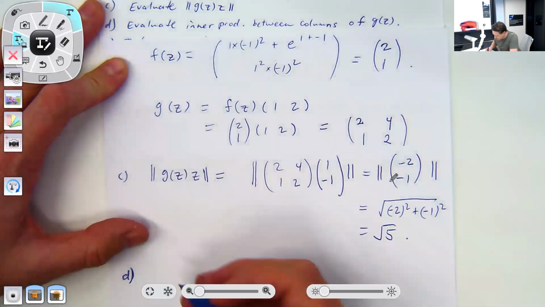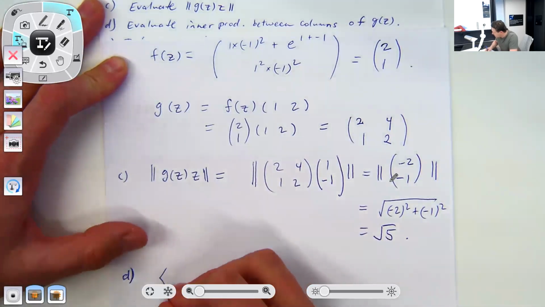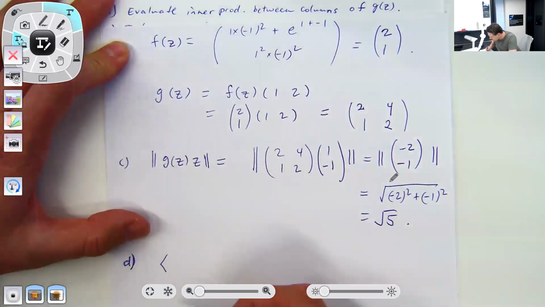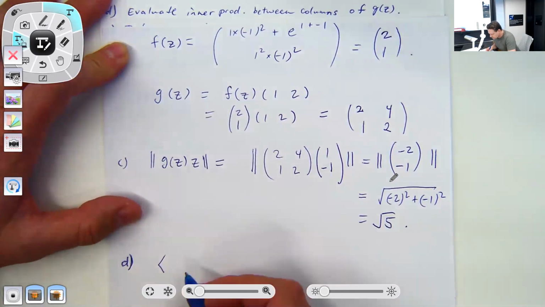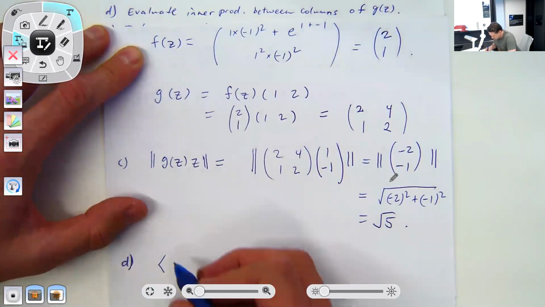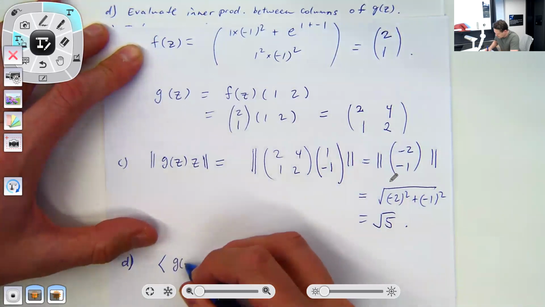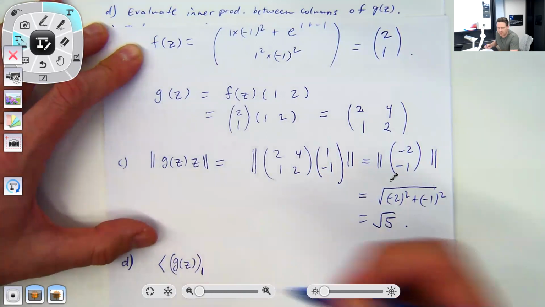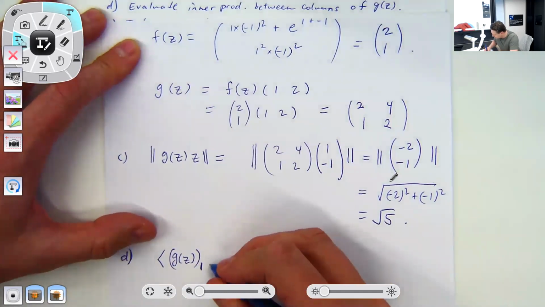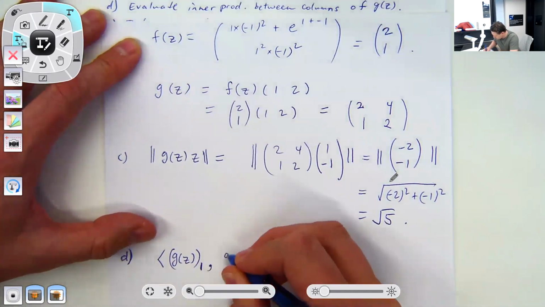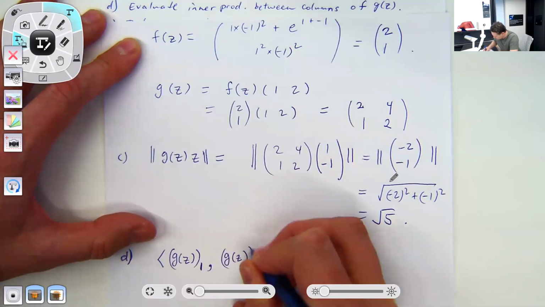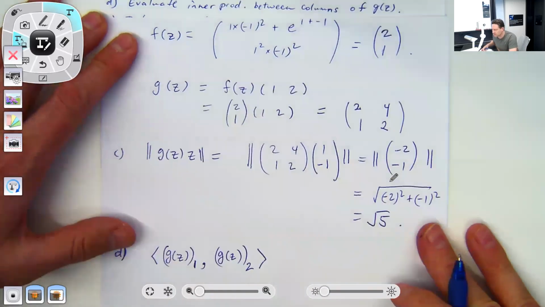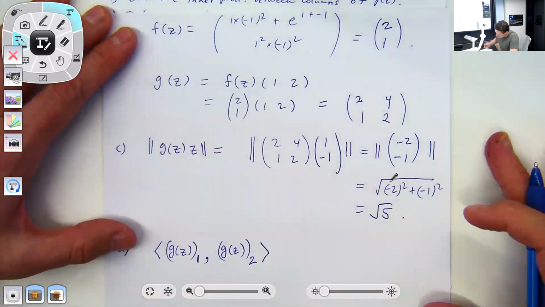Okay, evaluate the inner product. So we could write this with this left angle bracket, in LaTeX it's called, I think. Now I'll just put G of Z, and then I'll put a subscript around that, and I'll just say right now that I mean to refer to the first column. Okay, and then let's do the same, G of Z, with a subscript to refer to the second column. So this is a typical notation for inner product, what you might know as dot product.